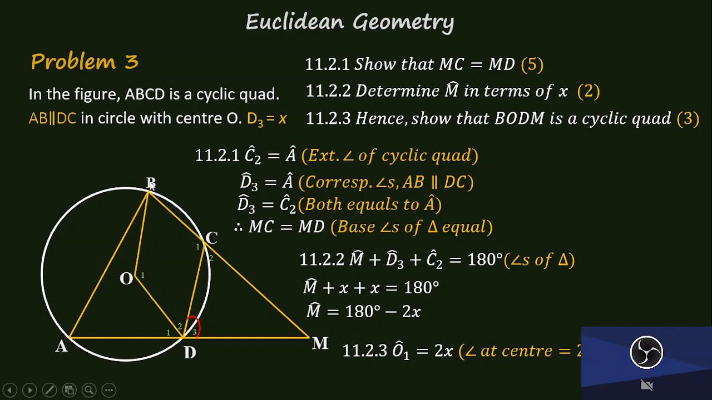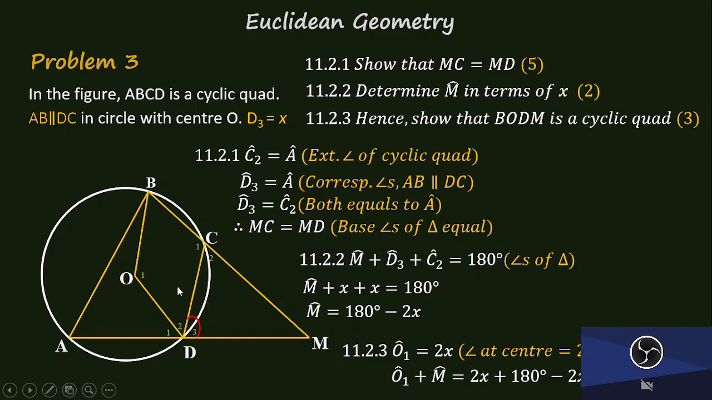So the angle subtended by arc BD here at the center will be equal to twice the angle subtended by the same arc at the circumference. We know that A equals D3, D3 equals X. That means A equals X. Here, D3, C2, right? That means O1 equals 2A, which is 2X. We already have M. M is 180 degrees minus 2X.